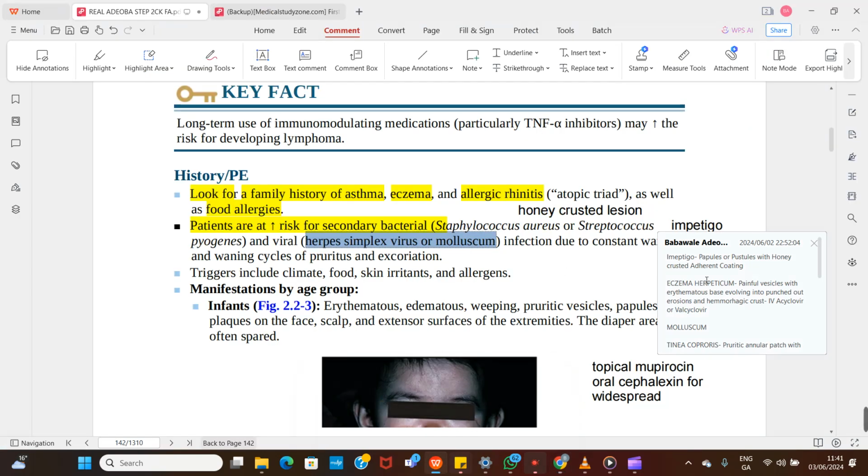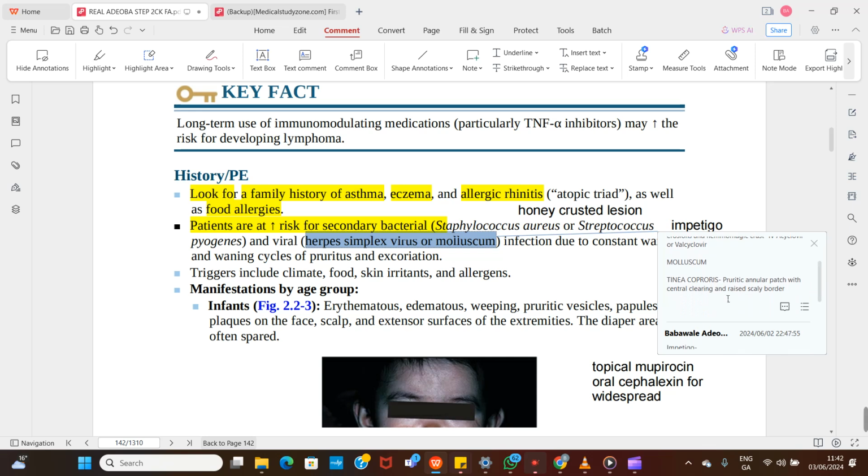Now, the next is what? Tinea corporis. This is going to be described as the individual now having a pruritic, circular or annular plaque with central clearing, having a raised scaly border. So a pruritic annular patch with central clearing and a what? Raised scaly border. Very important stuff. Once you see pruritic annular lesions with central clearing and a raised scaly border, think about tinea corporis, as a complication of atopic dermatitis.